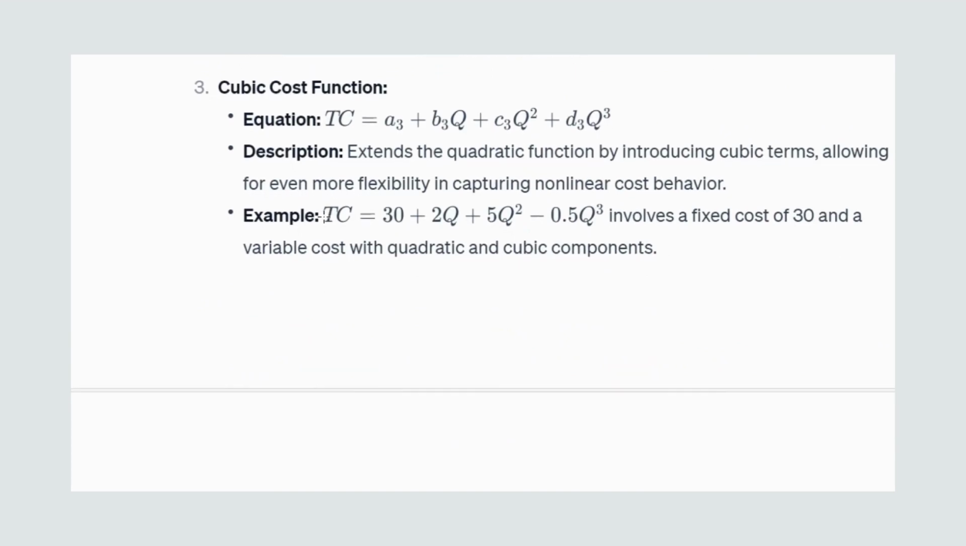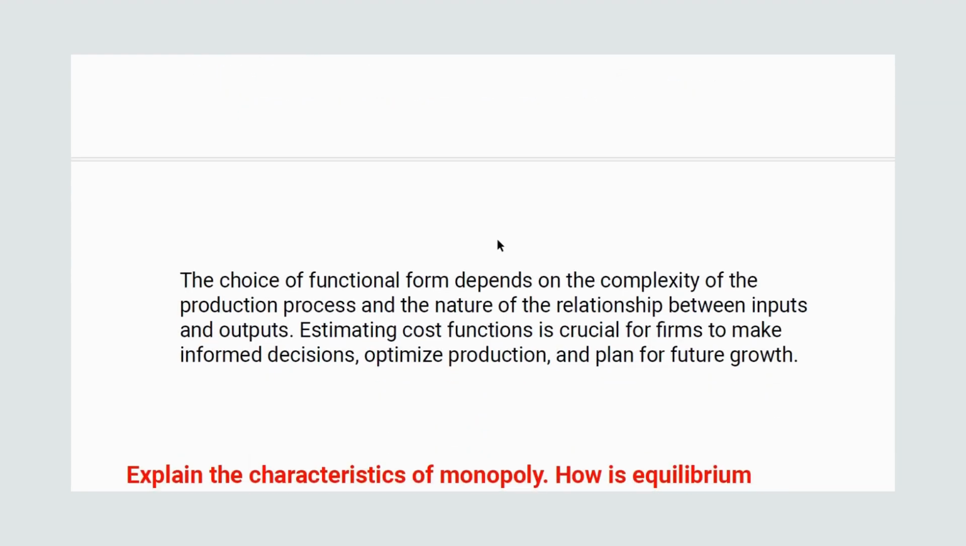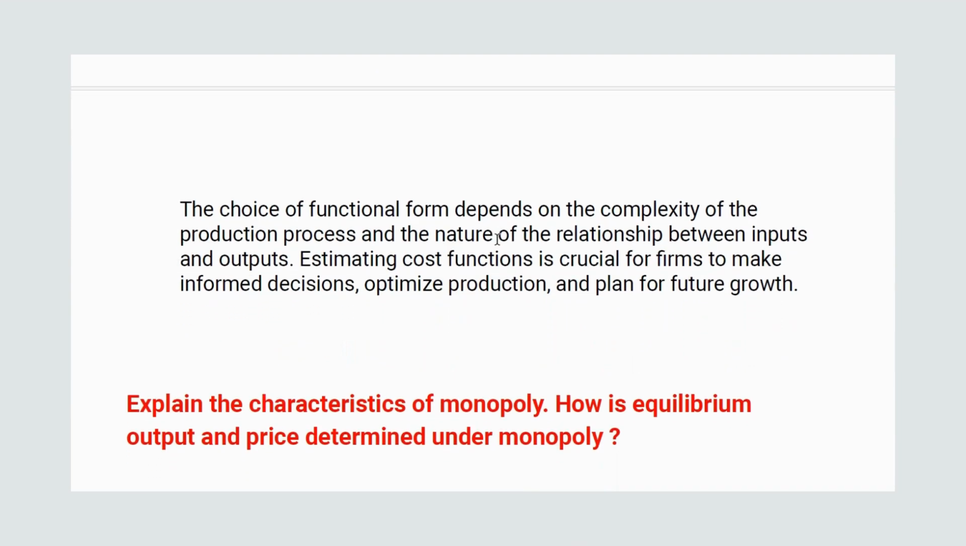And then the last function is cubic cost function. This is an extension of the quadratic function. It introduces cubic terms, like we can see here, Q cubed. This allows for even more flexibility in capturing non-linear cost behavior. So the choice of cost function depends on the nature of the production process and the relationship between the inputs.